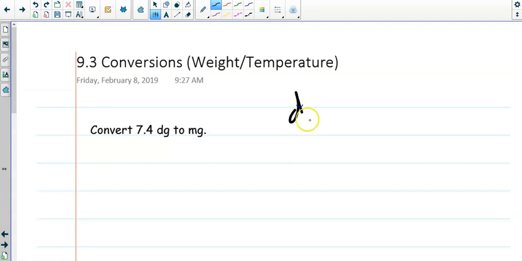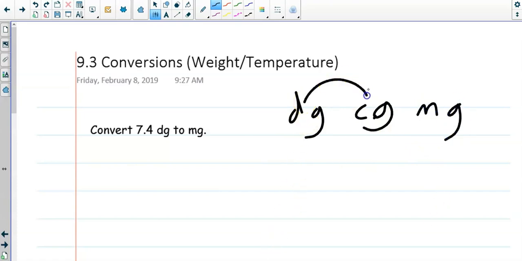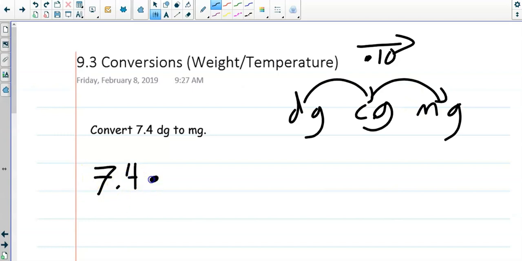Okay, so we have decigrams, then centigrams, and then milligrams. We are starting at decigrams, moving towards milligrams. That's moving to the right, which is all about multiplying by 10. How many times did we shift? 2 times. So all we need to do is take 7.4 and multiply it by 10 by 10. That will tell us how many milligrams we'll have.